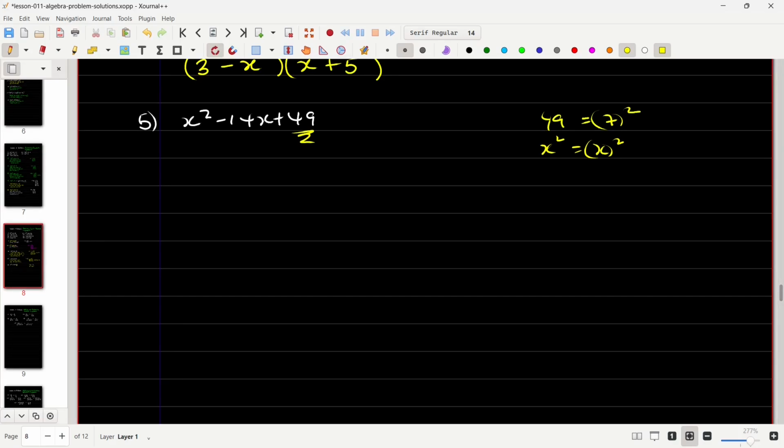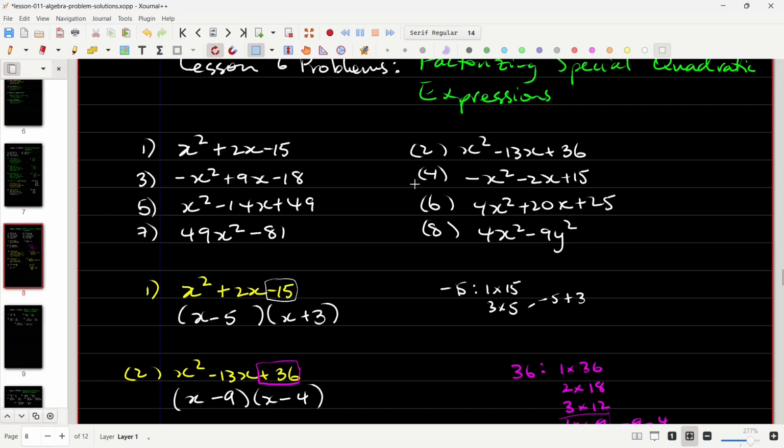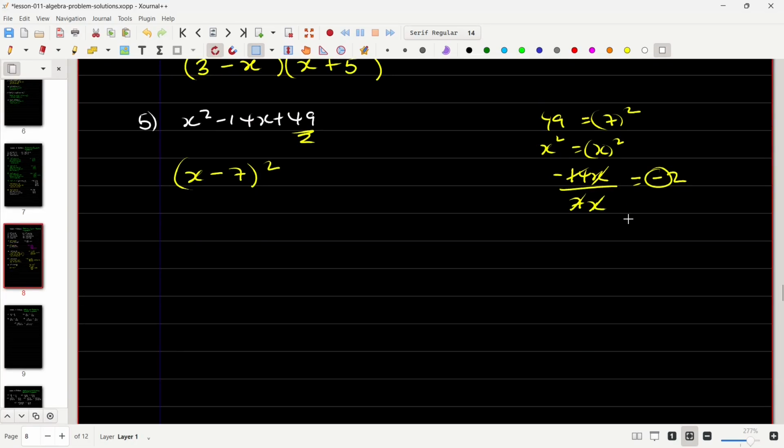Right? So now I just need to see if, when I do the division of the middle term, negative 14x divided by 7x, I get 2 at the end, that's what I have. So let's see. So this here is a negative 2. So that negative sign tells me that I'm going to have to write something like this. x minus 7 squared. And that's the answer. All right, number 6. Let's say we take this one here and put it over here.